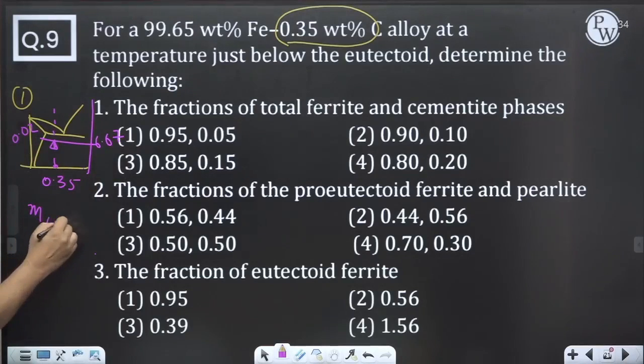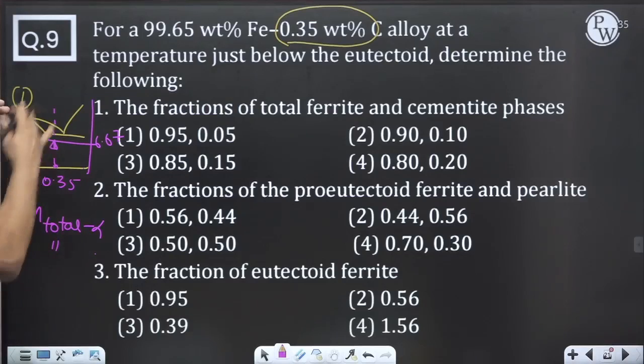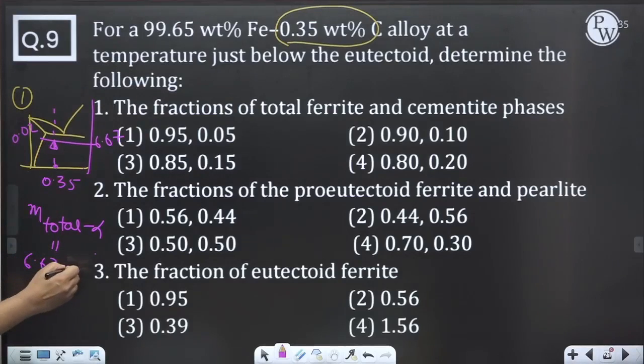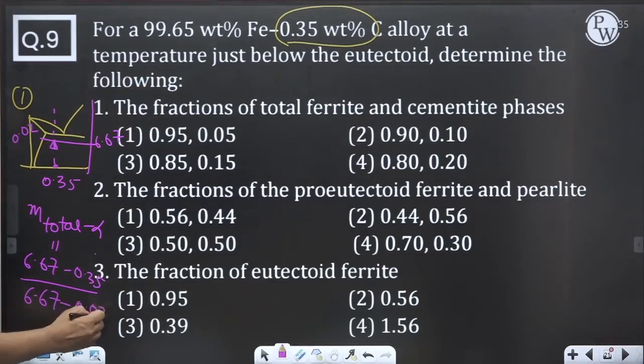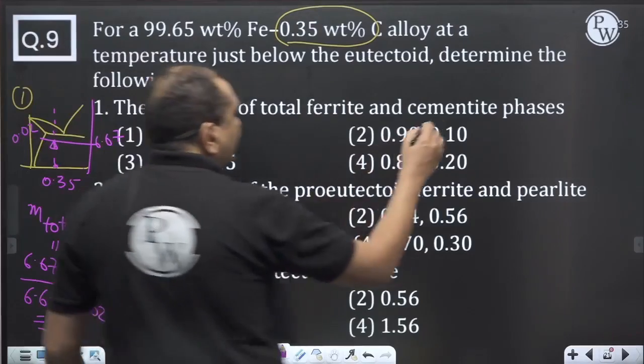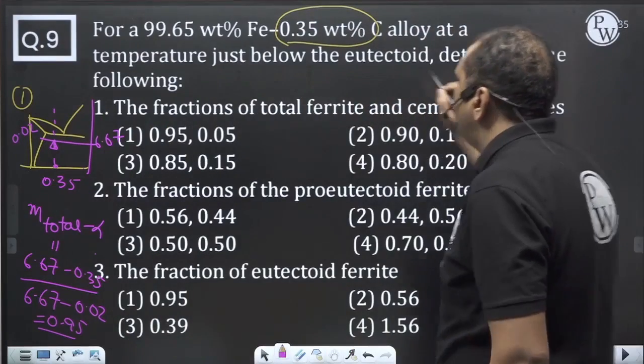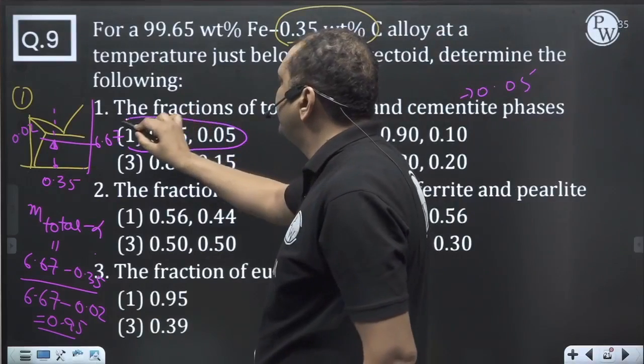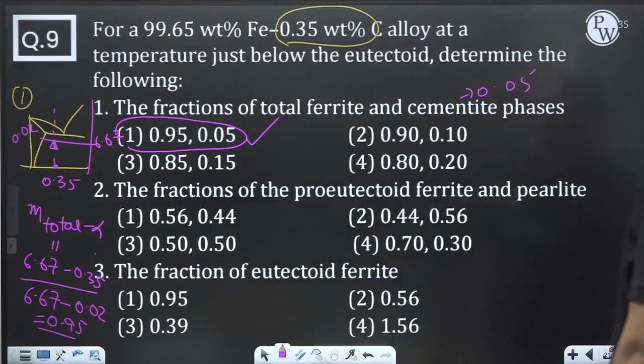Mass fraction of total ferrite will be nothing but the opposite side: 6.67 minus 0.35 divided by 6.67 minus 0.02. This type of problem we have done 15-20 minutes before. 6.67 minus 0.35 divided by 6.65 is 0.95. And the cementite will be 0.05. So the first answer is correct.